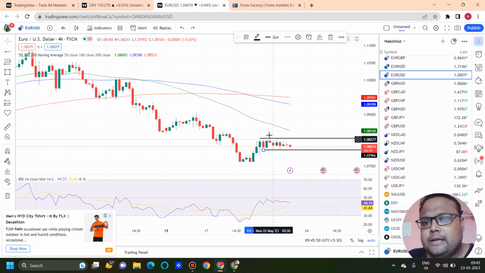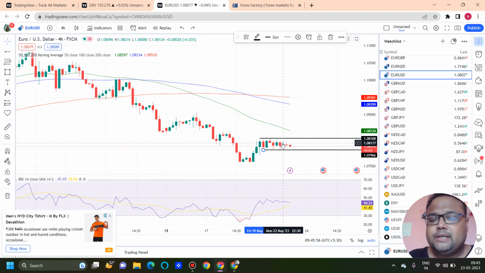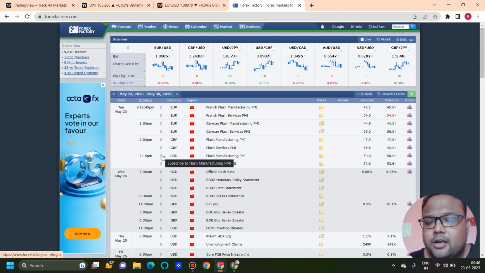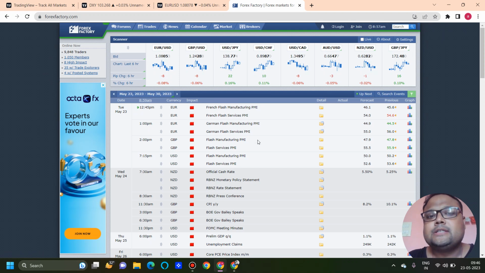Again, I'm repeating that this market is forming dojis and spinning tops. Dojis and spinning tops signify indecision in the market. So please be careful, and mostly you need to be careful at the time of the news. You can go to any economic calendar, or if you're not aware of any, you can simply go to forexfactory.com as well. You will get the timing when the news is about to come out.